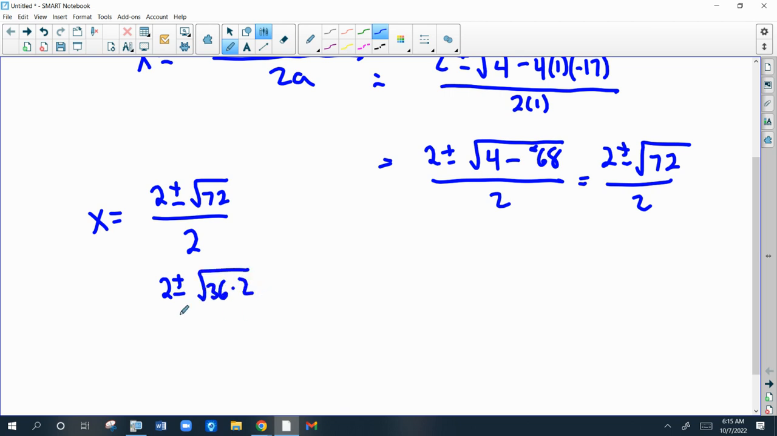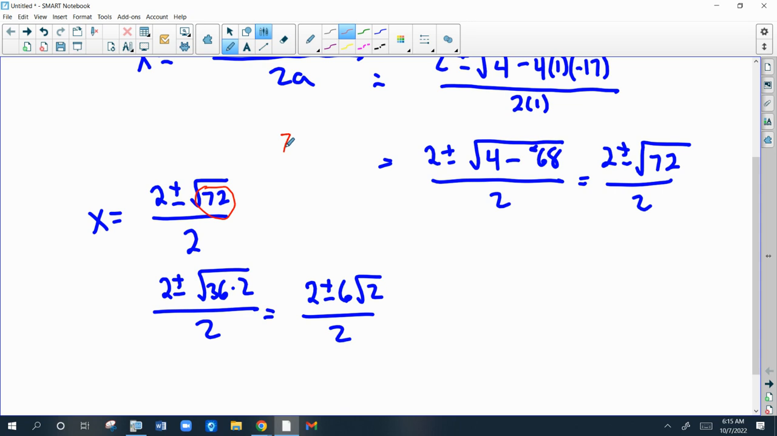So 72 is 36 times 2, and the square root of 36 is 6, so you can make this 2 plus or minus 6 root 2 over 2. We're not done yet, but just for those of you who don't like searching for perfect squares, you can also do it this way.